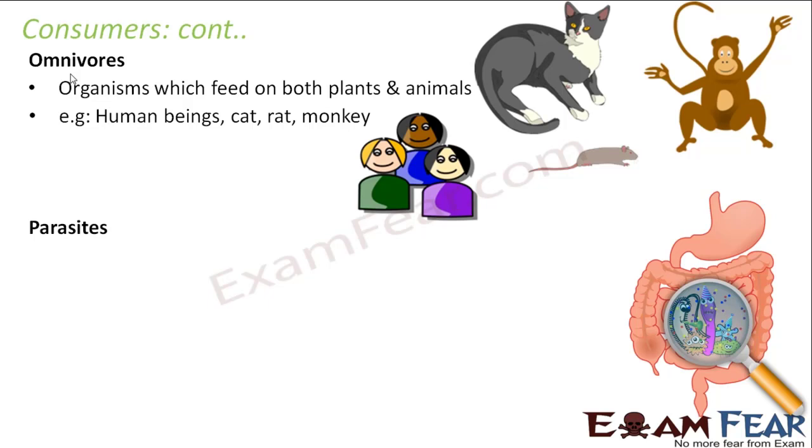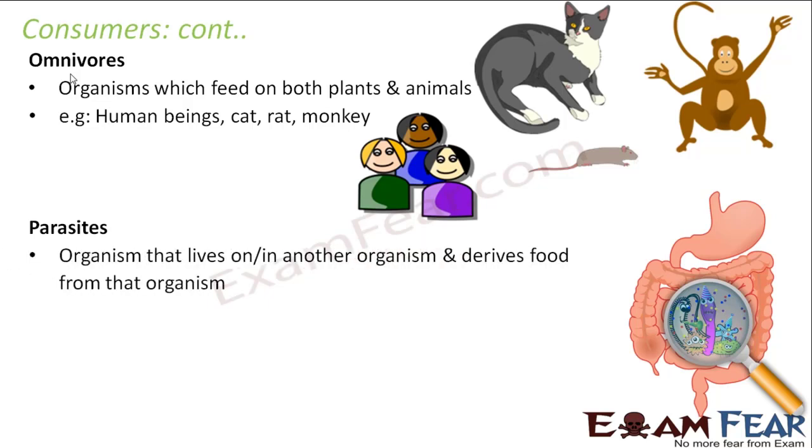So what are parasites? These are the organisms that live on or in another organism and derive food from that organism. We have spoken about parasites in detail in one of our lessons in class 9th, "Why do we fall ill?" If you remember. So what are these parasites? They live inside the body of some other organism and obtain their food from that organism. So think of an example: the tapeworms in the human intestine.